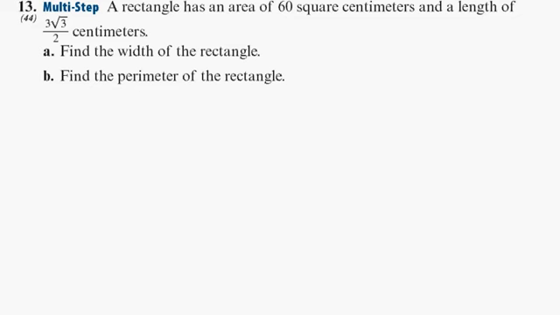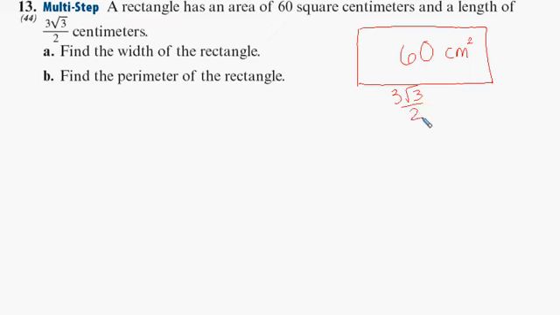Start by drawing a sketch of your rectangle. And we know that the area of our rectangle is 60 centimeters squared. We've been told that the length is 3 times the square root of 3 over 2 centimeters. And so we need to find this width. Not hard to see that we have to divide.